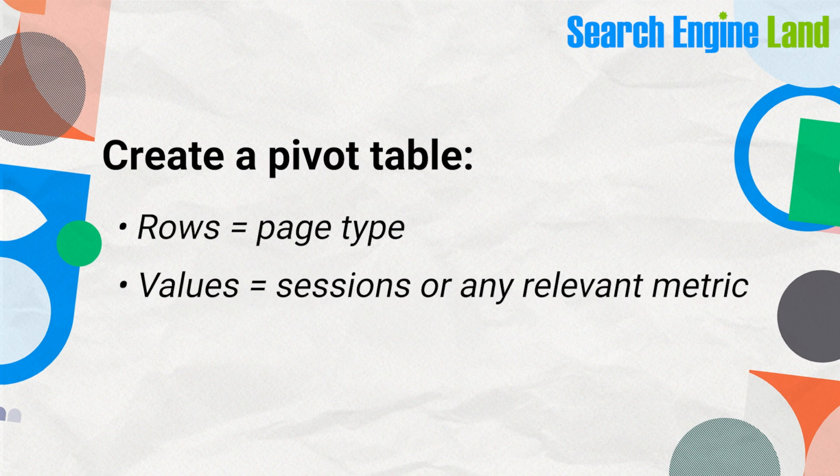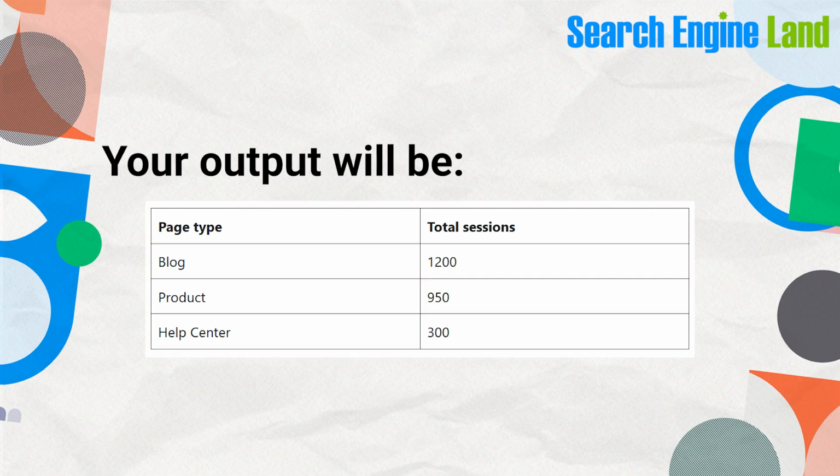Then create a pivot table. Rows equal page type, values equal sessions or any relevant metric. And this will be your output. You can now confidently say that blog pages are driving the most sessions. This will be useful for allocating content resources.